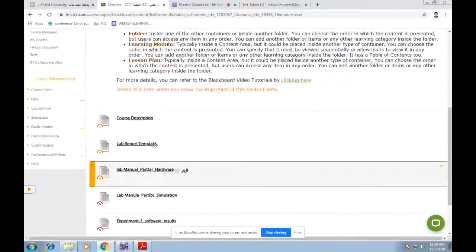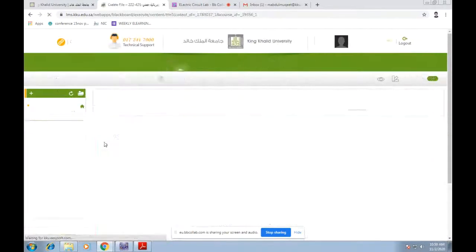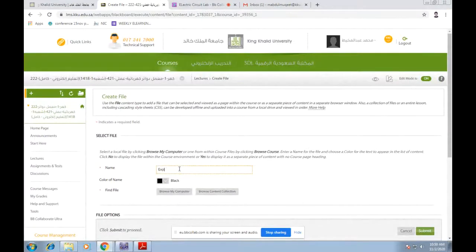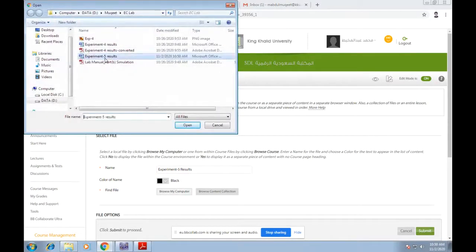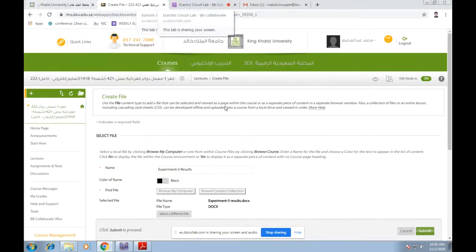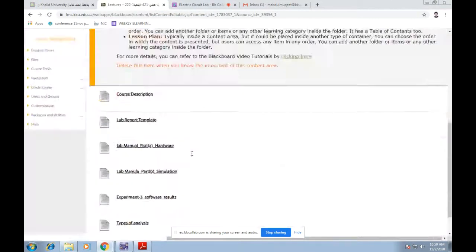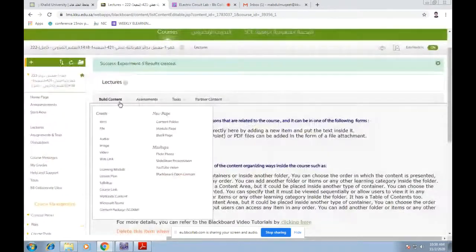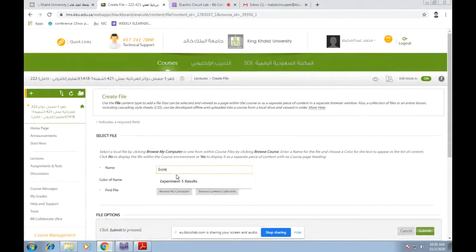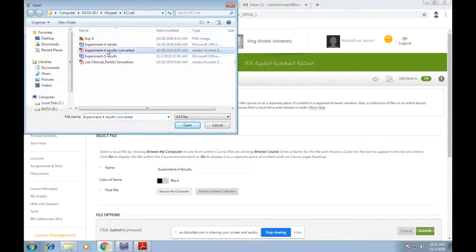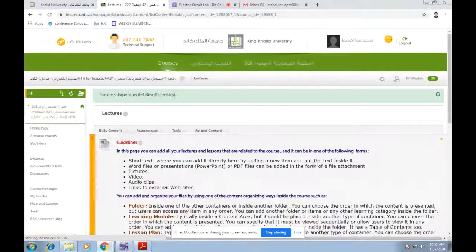So, experiment 4, 5. Let me add experiment 5 results. These are the results for experiment 5. And if you want, I can give the results for experiment 4 also. It is not available. These are the results for experiment 4.